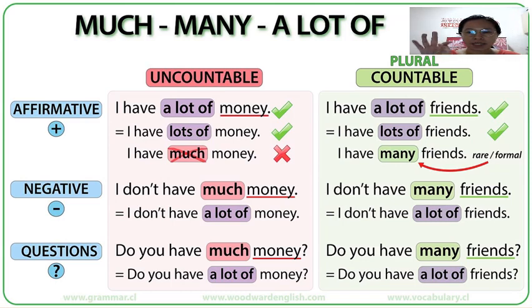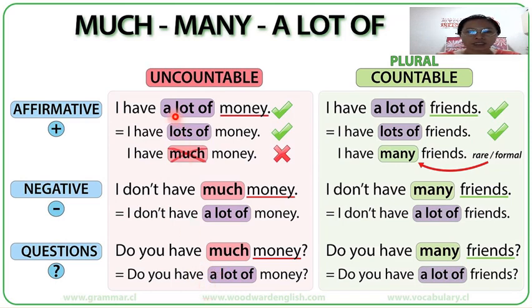Okay, much, many, a lot of. So you can see much, banyak, many pun banyak, a lot of, lagi banyak. So what is the difference? Okay, so first, for an affirmative, uncountable, we can use a lot of. In the negative, we use much. In the question form, we use much or a lot of.